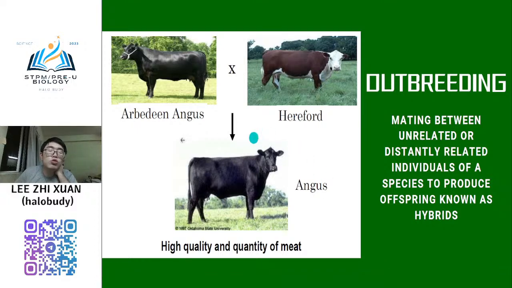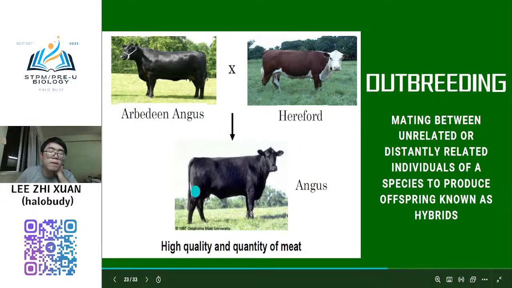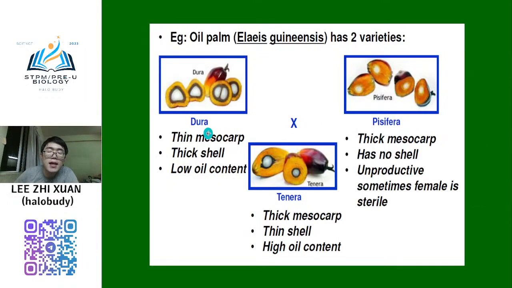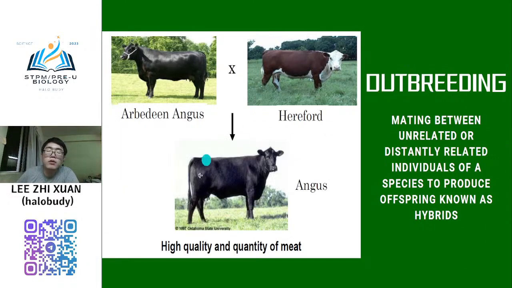Why do we want to produce this kind of cow? Because this kind of cow has high quality and quantity of meat. The size of the cow is bigger, and the meat of this cow is high quality compared to these two. So this we all know as outbreeding. We choose this kind of characteristic, this kind of phenotype.